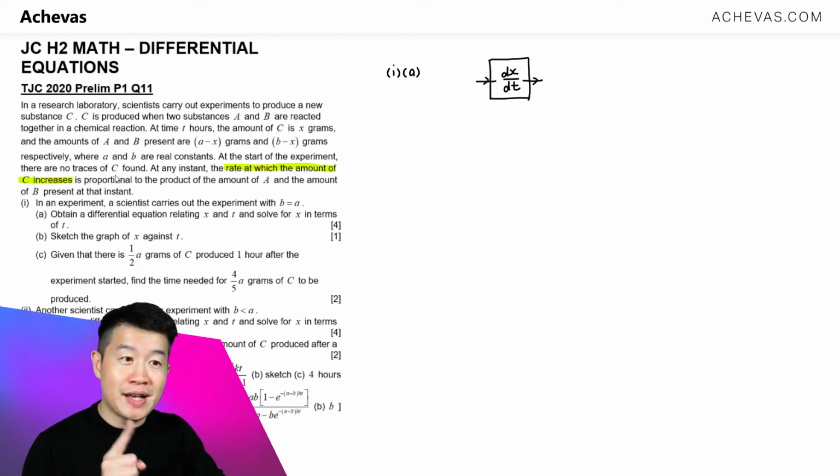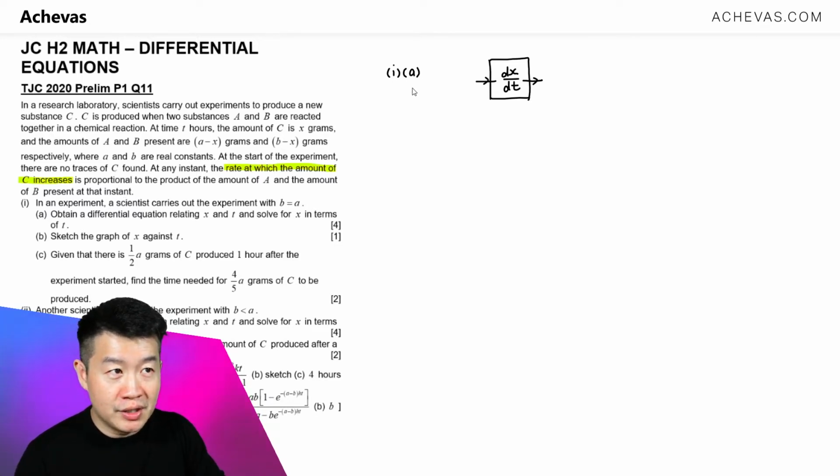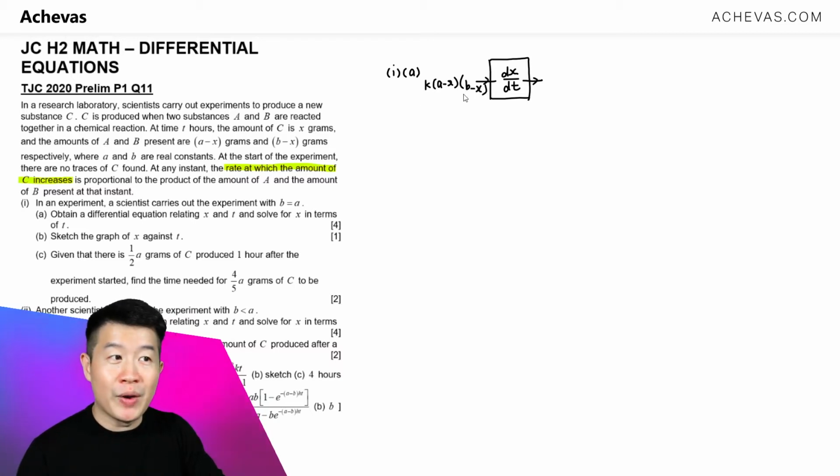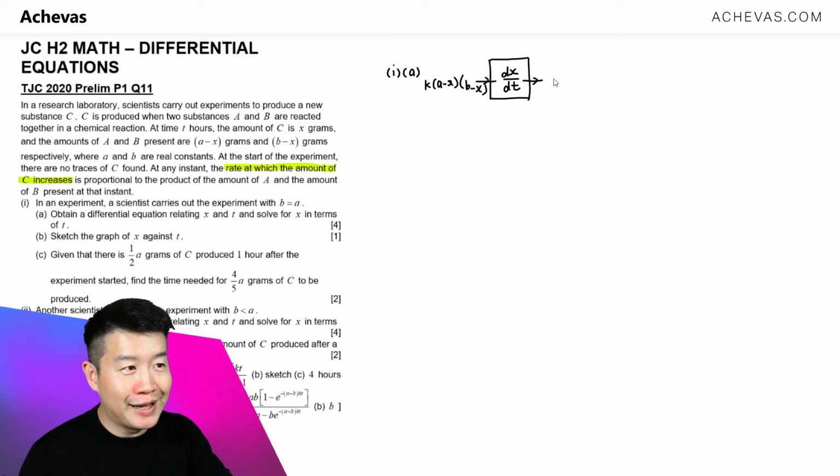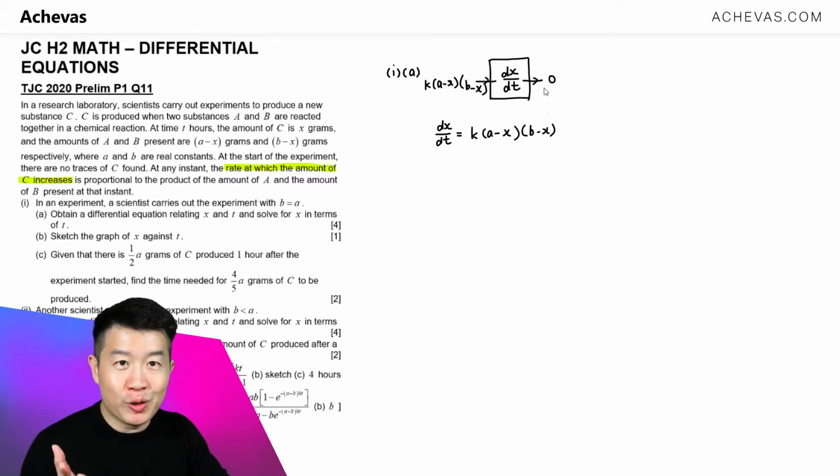so this is where we see our rate of increase. It is proportional, so it is going to be k times the product of the amount of A, which is A minus X, and the amount of B, which is B minus X. This is going to be the rate of increase. But according to the question, I don't see any rate of decrease in terms of X. So I'm going to assume it to be 0, which means that for this case, dx/dt is equal to the rate of increase, k(A minus X)(B minus X), minus 0, which I'm not going to write.